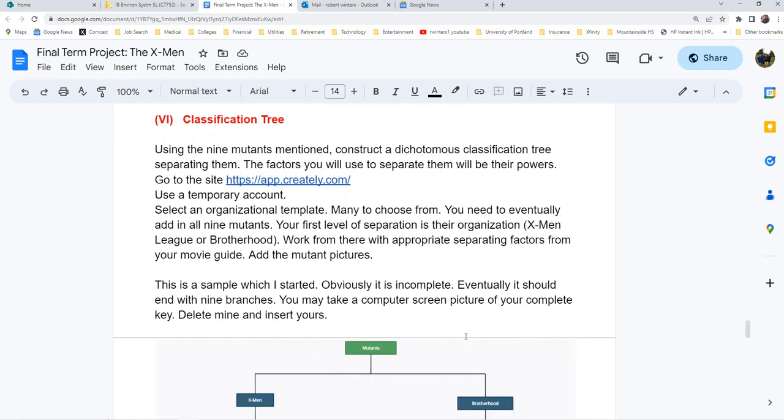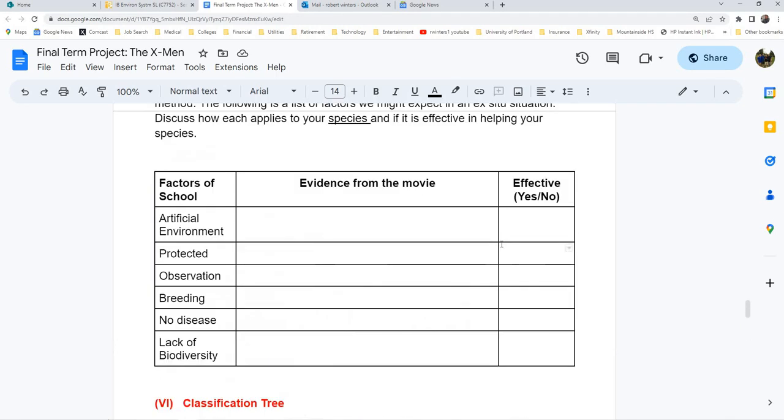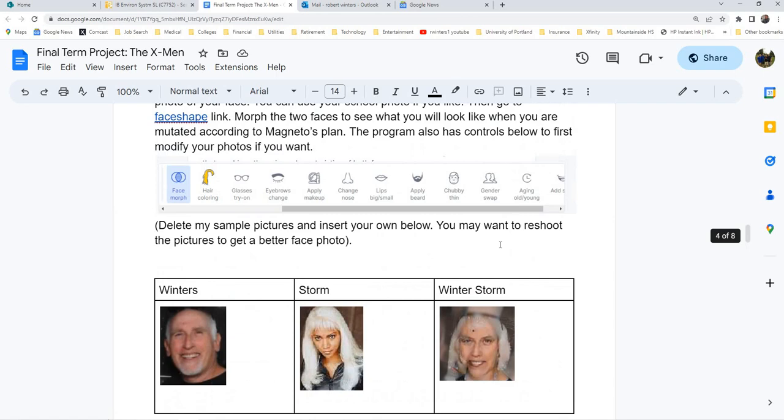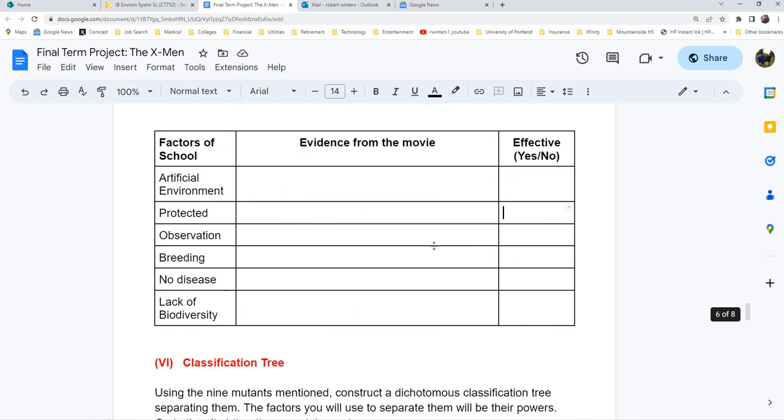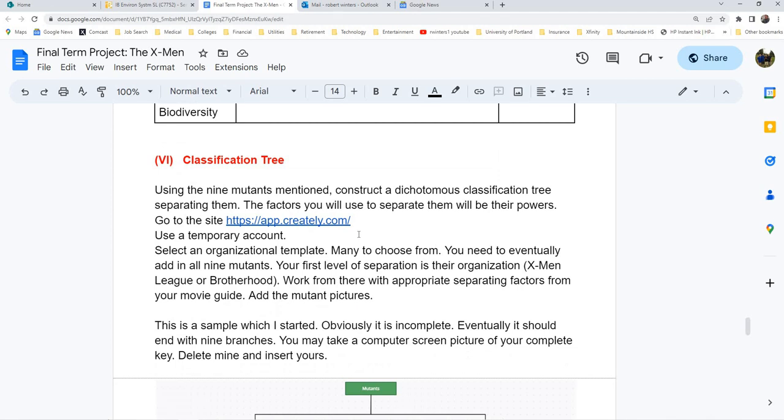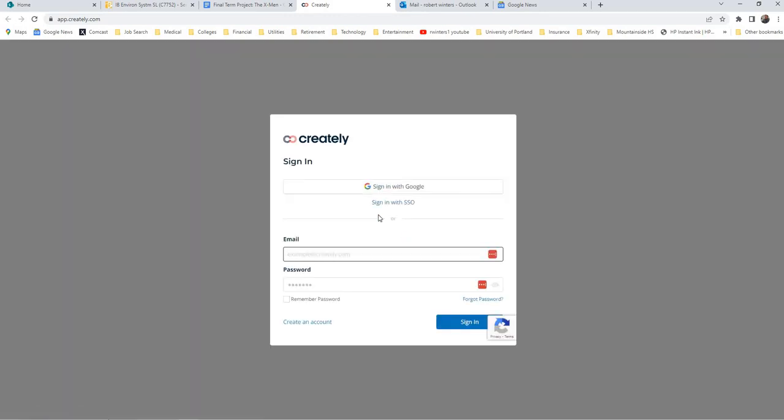Finally, next we're going to do a classification tree. So you're going to take all of the mutants, all of them way up here. There were 9 of them, right? And you're going to go ahead and try and do a dichotomous classification key. Now, I've put a little site on here for you to help do it. If you go on to this one here, you don't have to enroll in it. You can just do a free trial on here. And it will allow you to punch in your pictures and then put together an organizational scheme that will do a dichotomous tree.